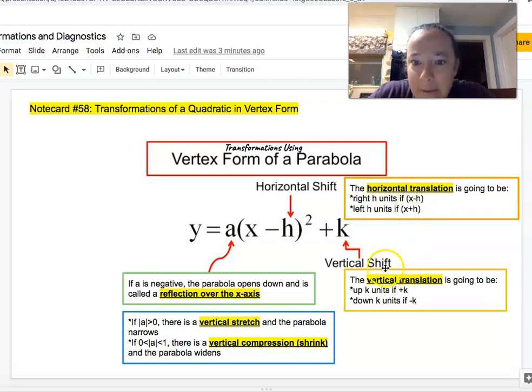Now the k, that's outside. It would be a vertical translation. It's going to go up k if there was a plus k, so a plus 1, be up 1. It's going to go down k if it's a negative k. So if I had a minus 1, it would be down 1. So now pause me and write all of this down.